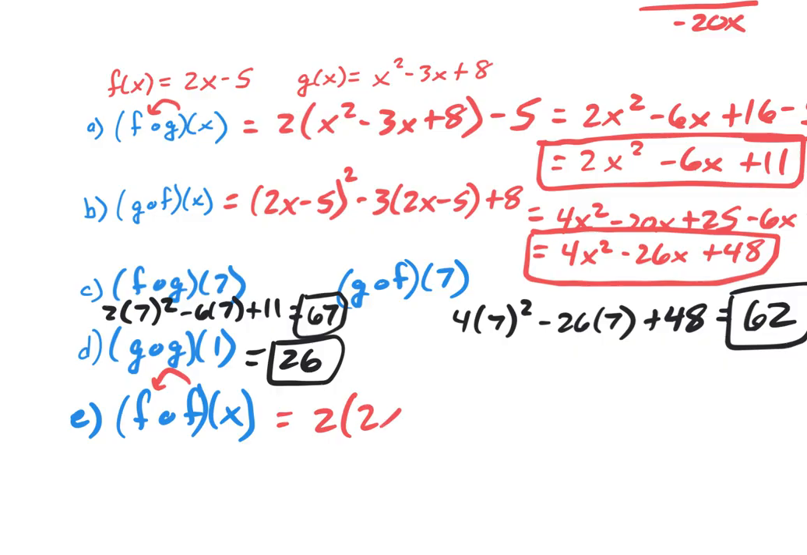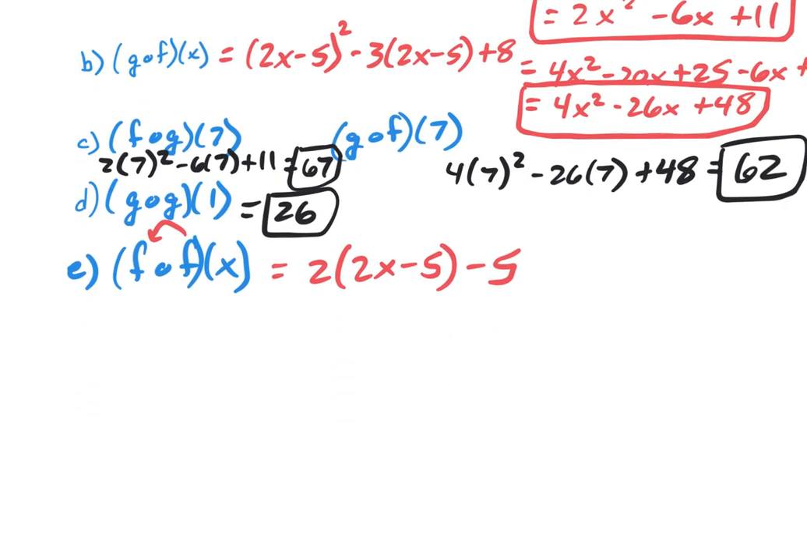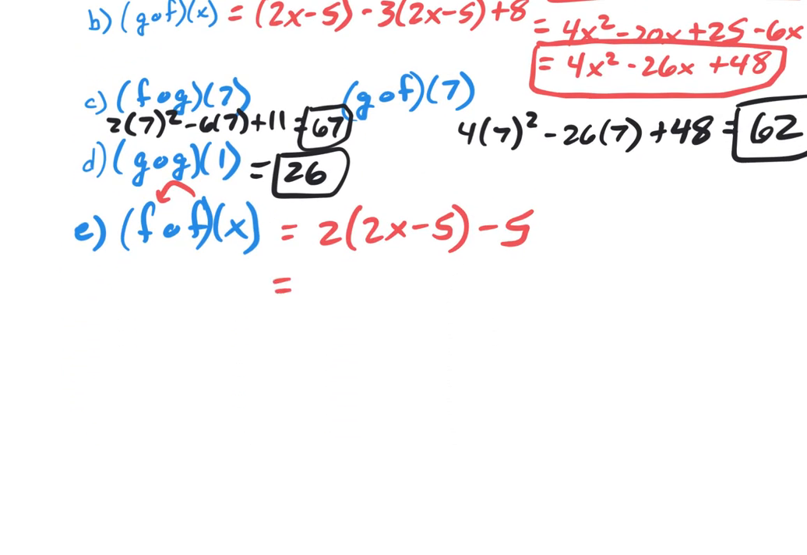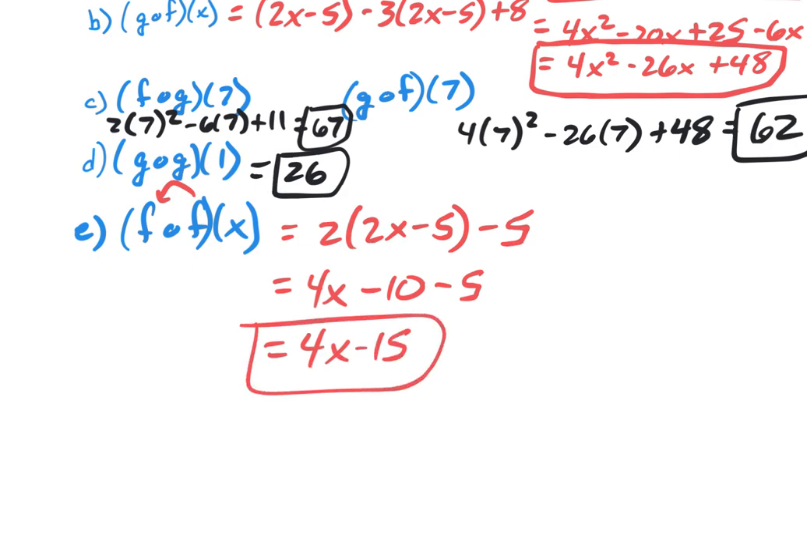So we're going to put 2x minus 5 into 2x minus 5. When I put 2x minus 5 in, I put it in where the x is. So I just put 2x minus 5 back into itself. And then I just have to do some simplifying, and we get 4x minus 15.